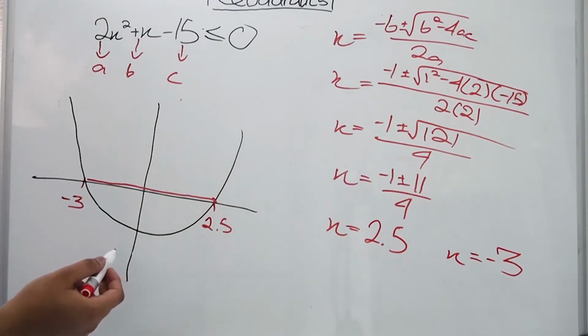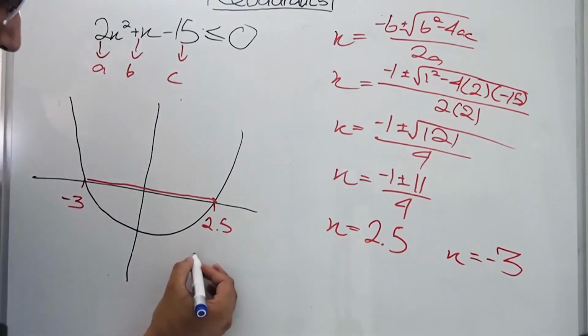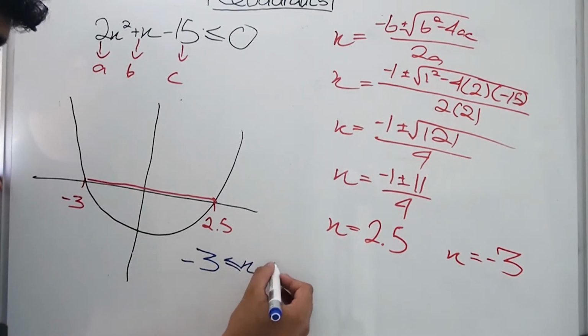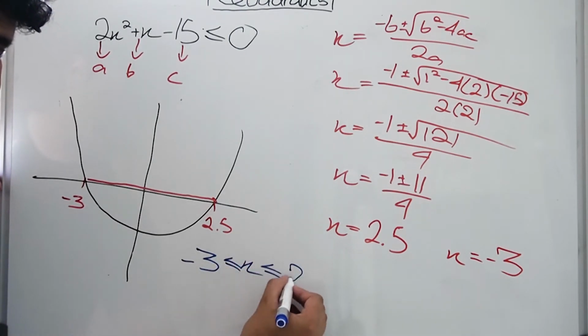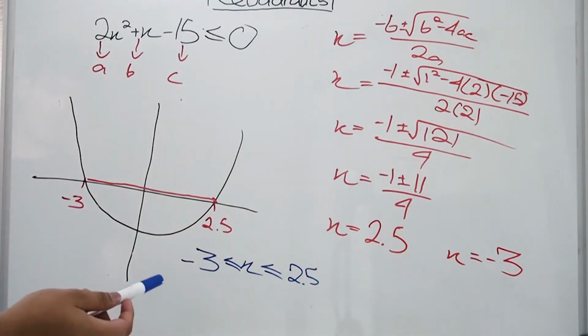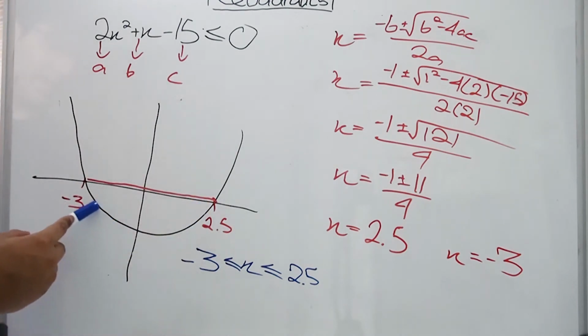In order to represent this as one expression, we can write minus 3 is less than or equal to x is less than or equal to 2.5. And there you have it. That is the answer for the question, because this part is below the x-axis, and that's what they asked for in the question. Now all you need to do to solve quadratic inequality questions is follow these steps.